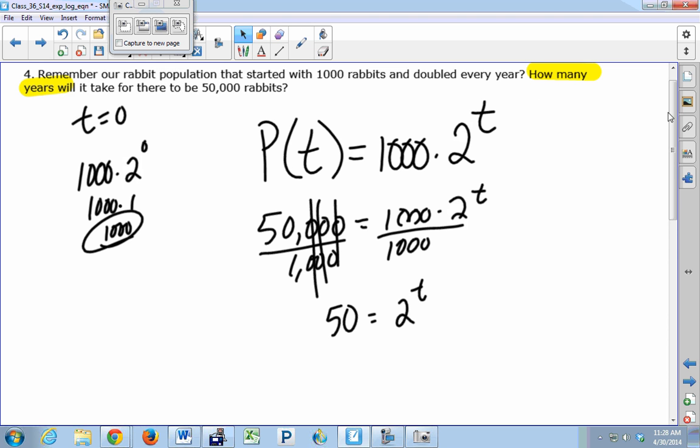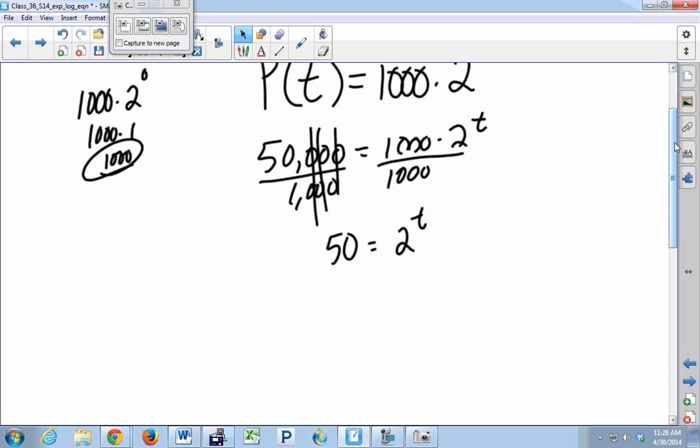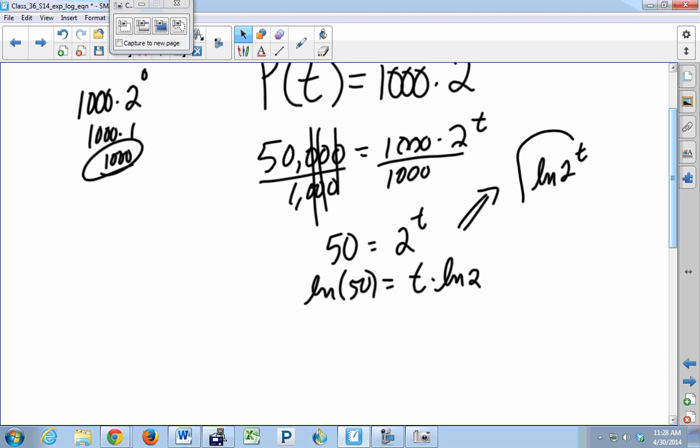So to solve this, I take the natural log of both sides. Natural log of 50 equals, and I'm just going to skip that step, t times natural log of 2. Do you see what I did? Natural log of 2 to the t comes down in front. I just used my log property right away. Now, t just has a number multiplying it. The number is the natural log of 2. So to undo multiplying by the natural log of 2, I divide both sides by the natural log of 2, and there's my answer.